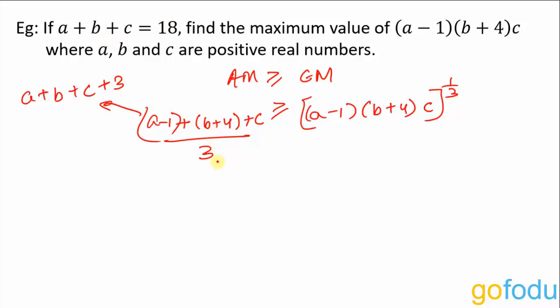And when I cube both the sides, I will get 7 cube on the left hand side, that is 343. And on the right hand side, I will get (A minus 1) into (B plus 4) into C. So the maximum value of this product is 343. Next question.